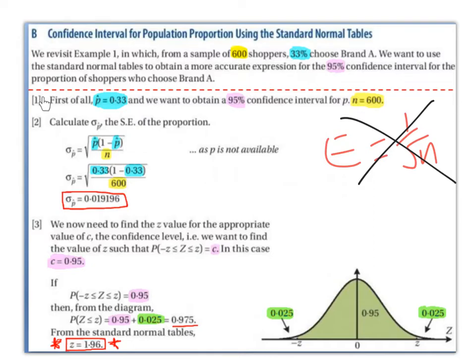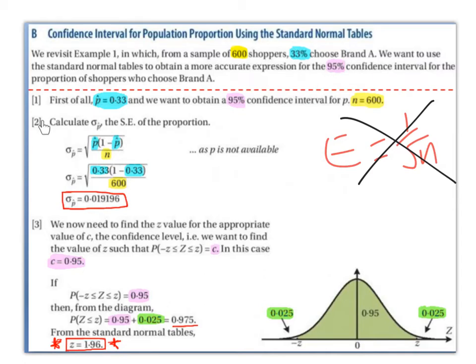So step 1. First of all, p hat is equal to 0.33. So again, we got that from the question. And we want to obtain a 95% confidence interval for p. And our n is going to be equal to 600. So this information we got from the question.